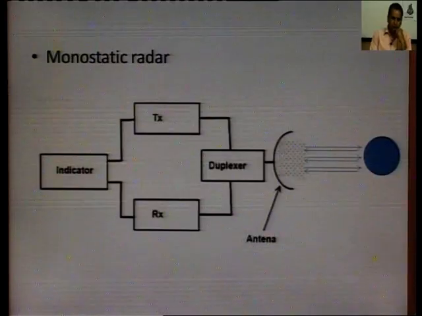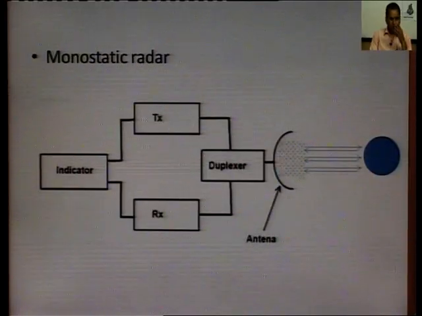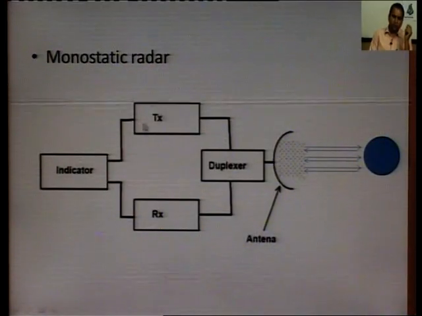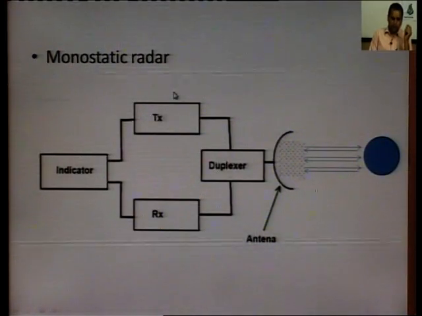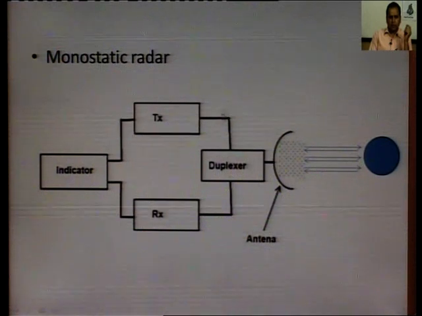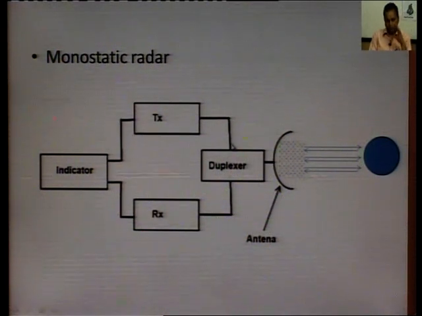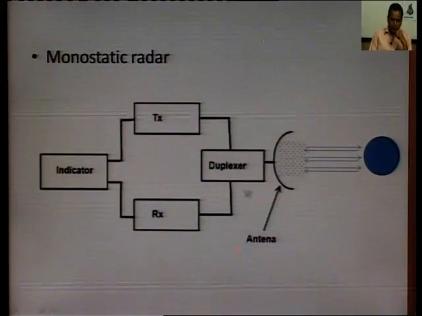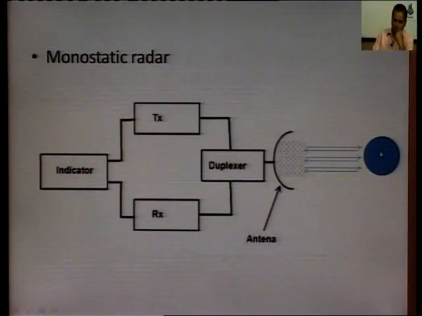Now, we will discuss the basic radar, what the radar is. This figure shows the basic radar. Here we have a transmitter, a receiver and a duplexer. This is the very basic structure of the radar. The duplexer is connected with the antenna, and here this circle is nothing but the target.